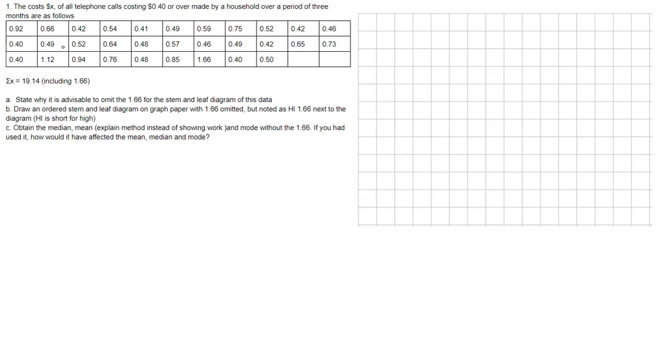For number one, they give us the cost of telephone calls costing 40 cents or more by a household over a period of 3 months. And they give us all this raw data here.